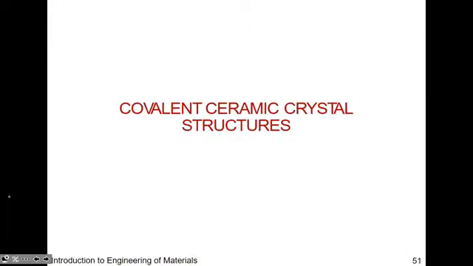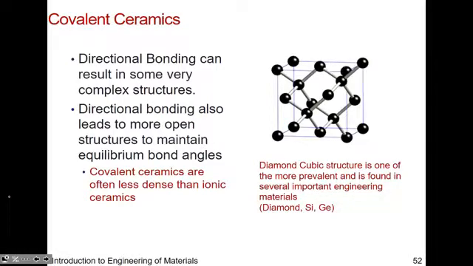Okay, so let's go on to covalent ceramic crystal structures. We've talked a lot about metallic structures, right? Simple cubic, BCC, FCC, HCP. We've talked about ionic structures. Now we'll talk about covalent structures and review that bonding in these types of systems is directional, right? Some of the examples that we've already talked about are carbon-based. So here you see the structure of diamond, and you can see that each atom is bonded to 4 nearest neighbors, okay?